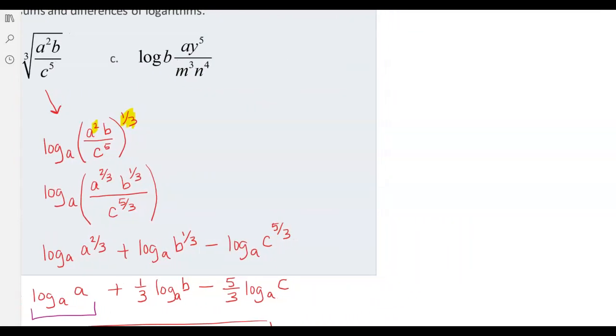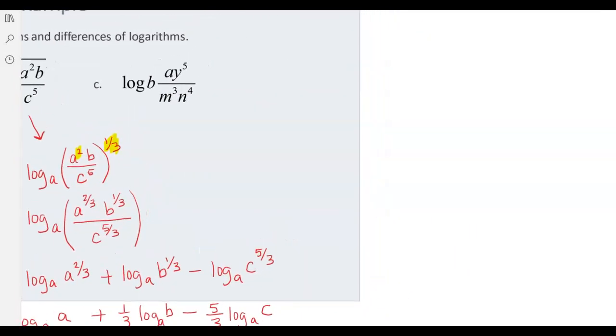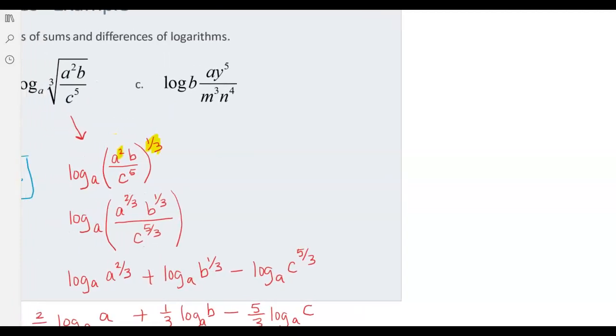All right, last example. I think that there's a typo in this one. I think that this should be the base. I think it should be down here. So this should be log base B of a y to the 5th over m cubed and n to the 4th.